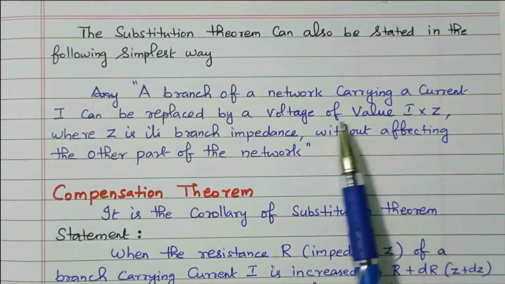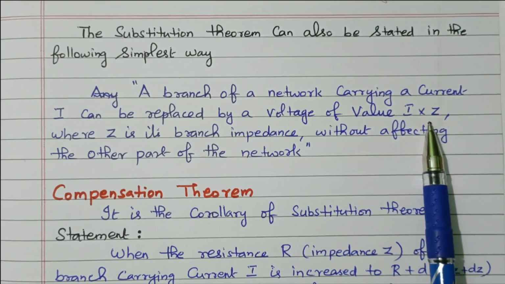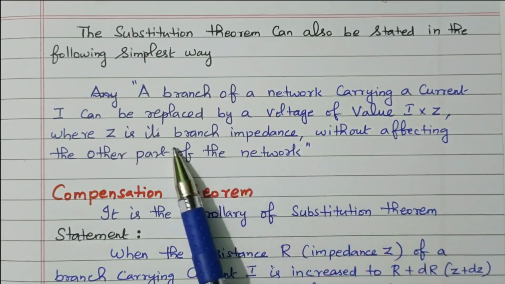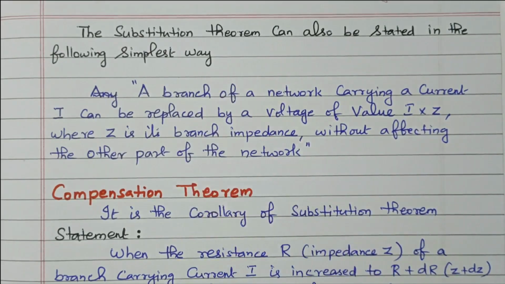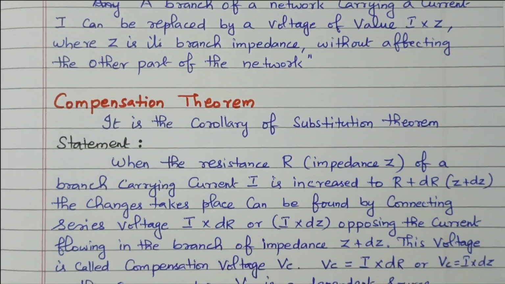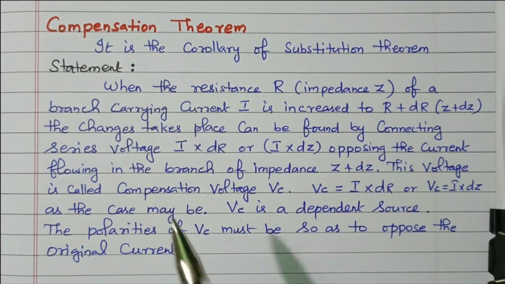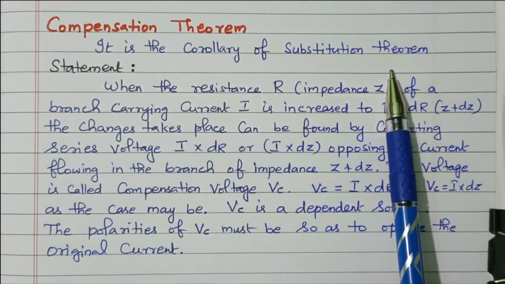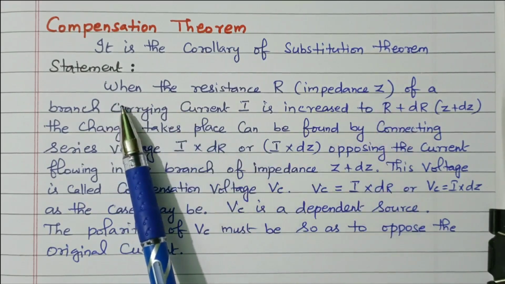The I is already available, the current that is flowing. Z is nothing but the impedance of that network. So if you replace it with a voltage of I into Z, that will not affect the other part of the network. So this is another way of the statement. Now we'll see the compensation theorem. It is the corollary of the substitution theorem. Both are interrelated. So we'll see the statement.